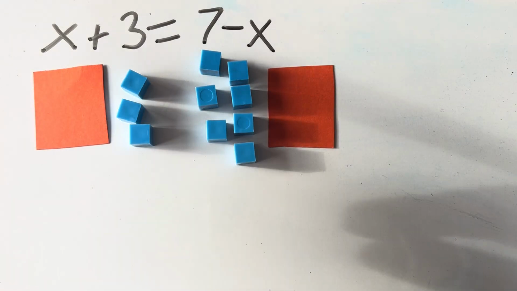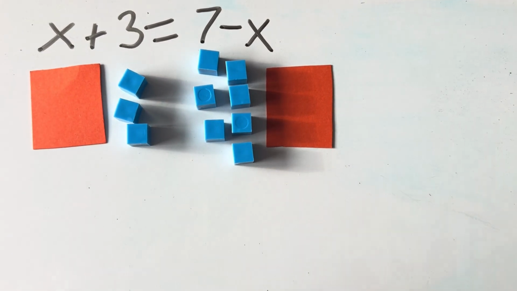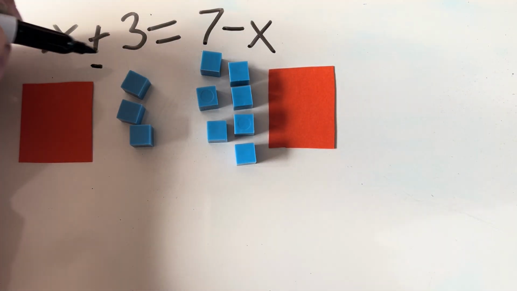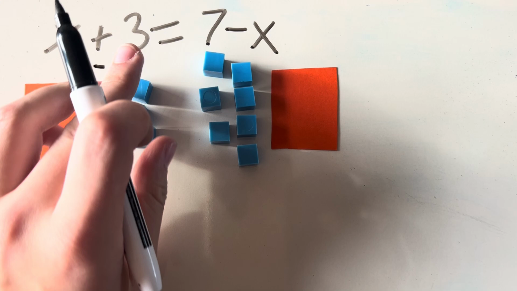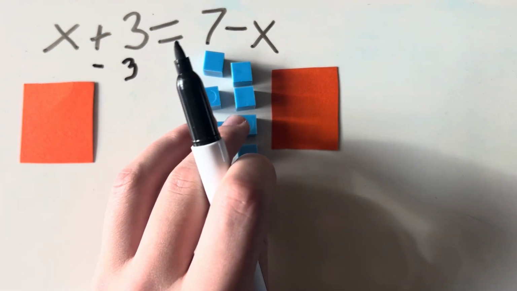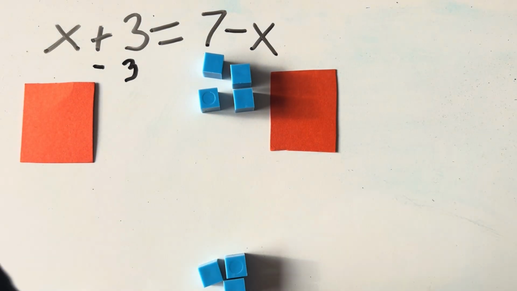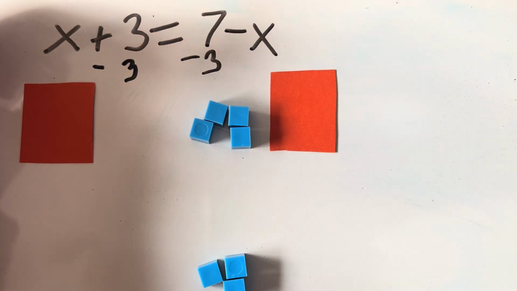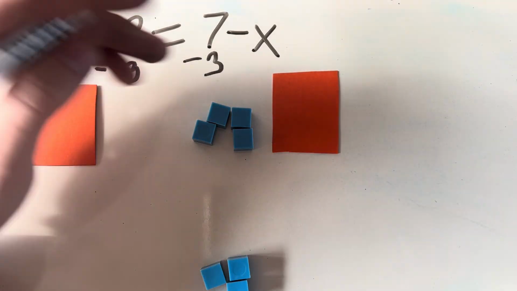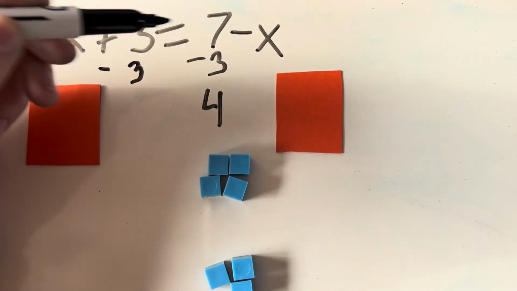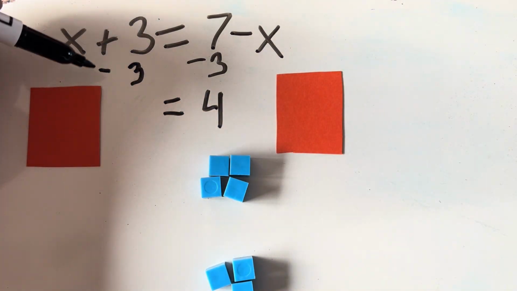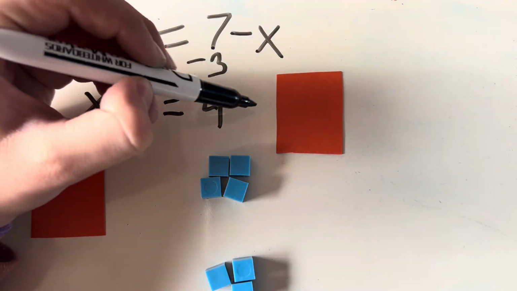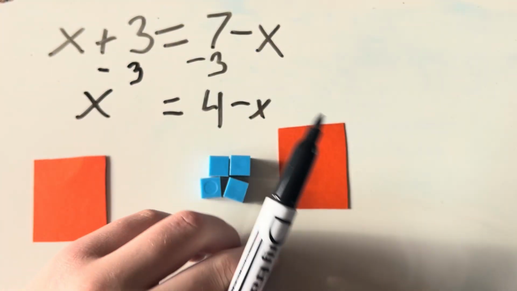If we're going to move 3 to the other side, then we're going to take 3 away from this side, minus 3. And if we take 3 away from this side, we have to do the same to the other side. Take 3 away. If we take 3 away from 7, how many are we left with? We're left with 4, meaning that our new equation looks like x equals 4 minus x.